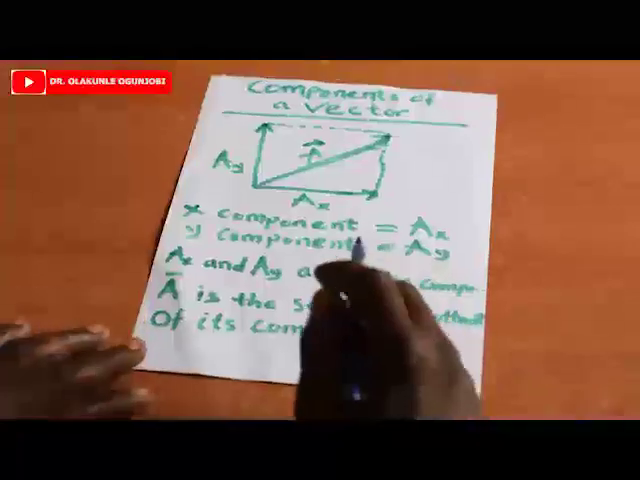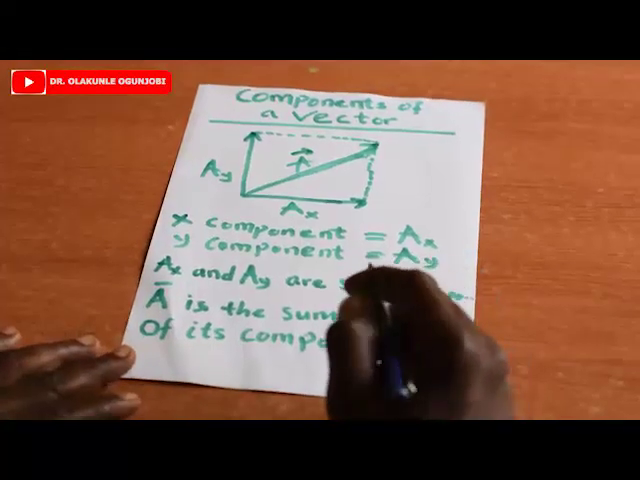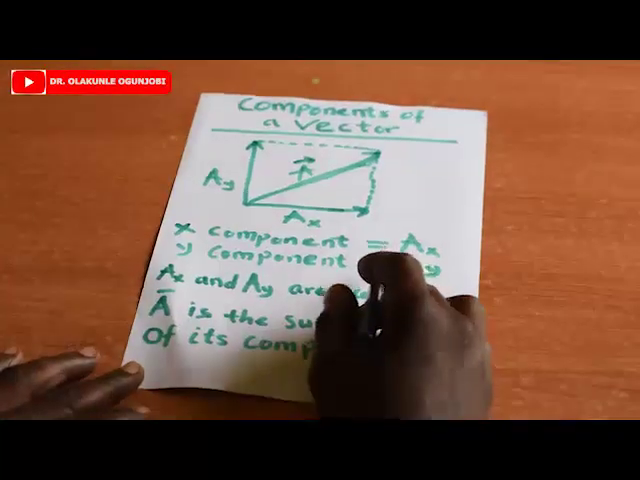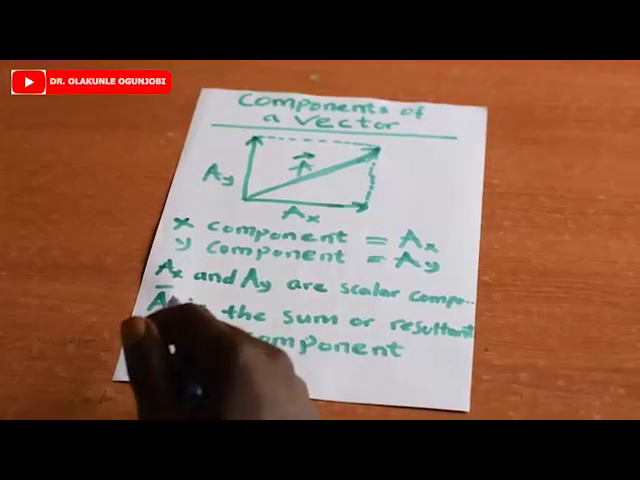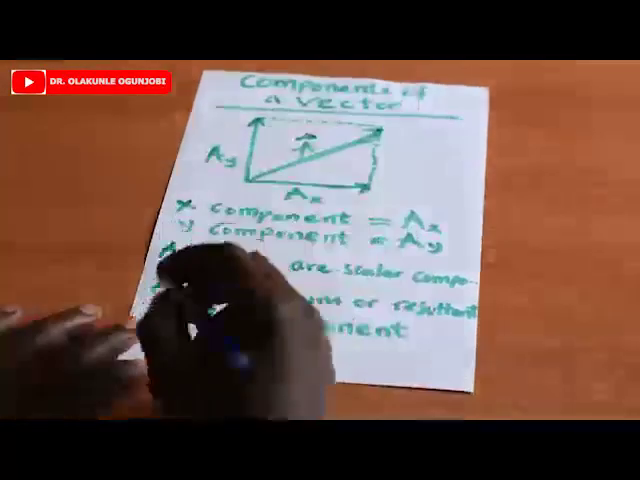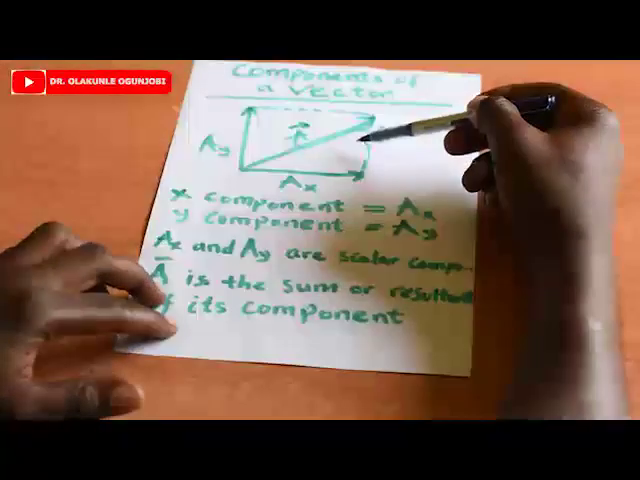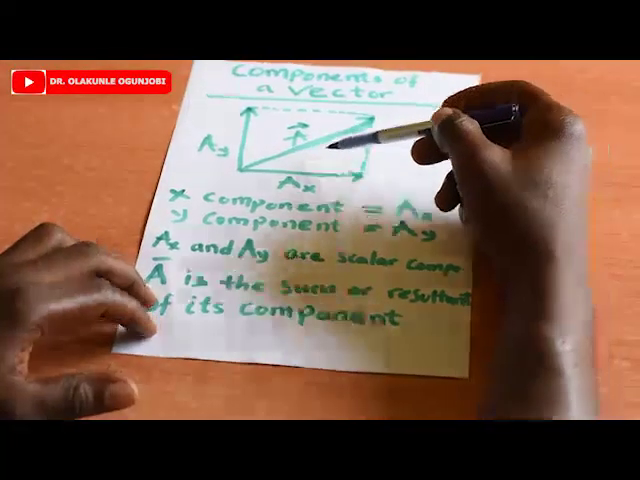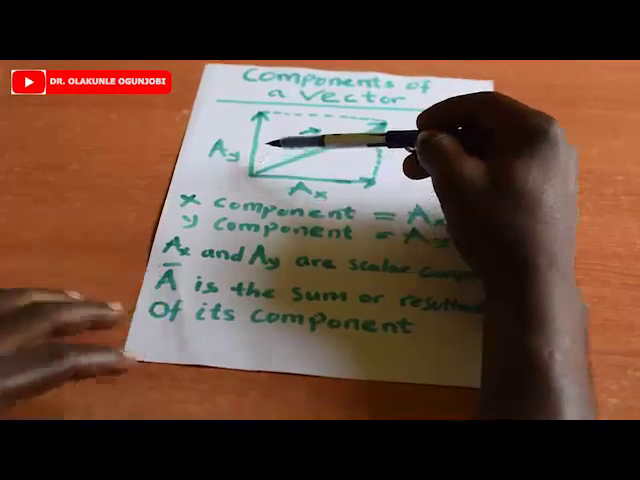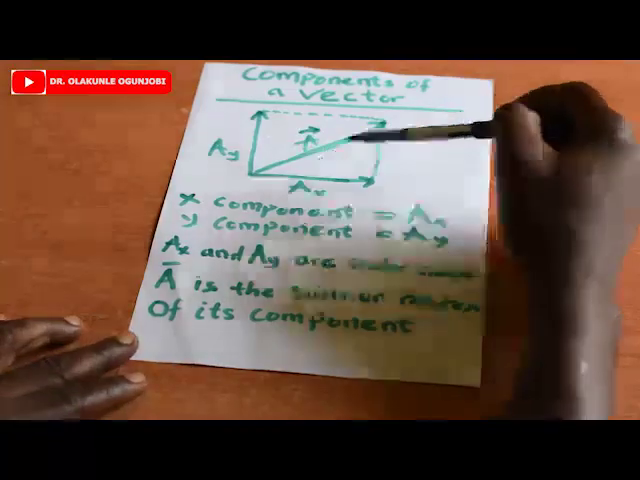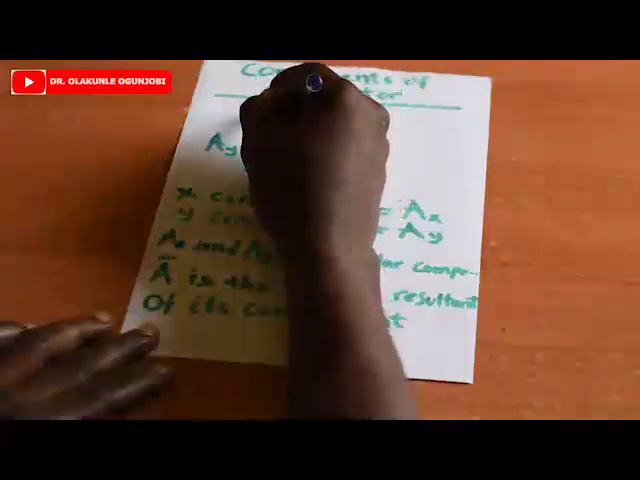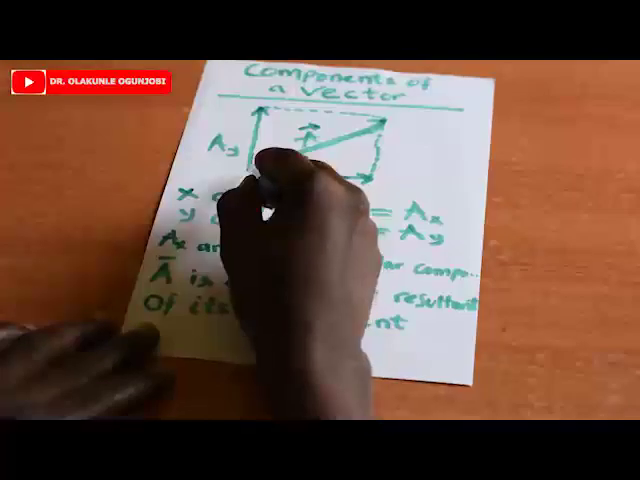In this segment we will consider components of a vector. Consider a vector A. Vector A, in this figure, you draw A such that its tail is at the origin of the Cartesian plane, just like this.